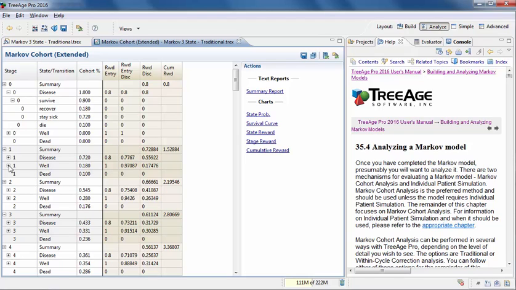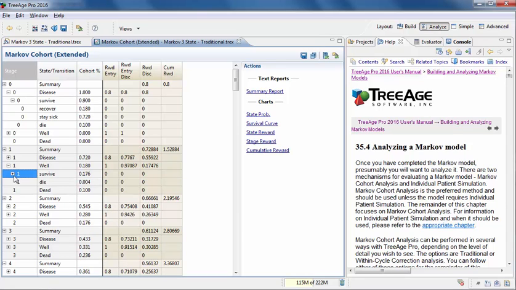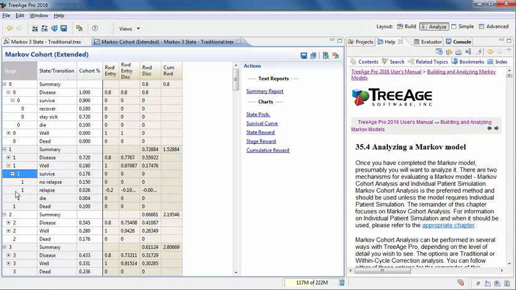In stage 1, we have a proportion of the cohort from the well state who will relapse through a transition subtree, and that's indicated here. The next columns illustrate the accumulation of utility as the cohort moves among the nodes in the Markov model. The reward entry column shows the original inputs you entered into the model. Here there are utility expressions associated with each node, whether it's a health state or a transition event.